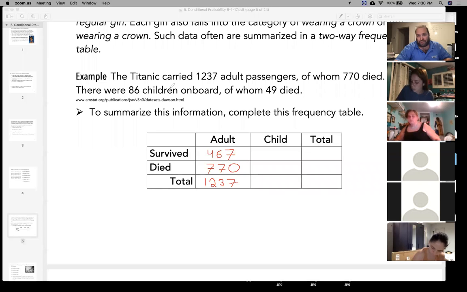Now, there were 86 children on board. So where can I put in 86? The total for child, 86 right here. Of whom 49 died. So what can I fill in? 49 in the child died category. Oh, that was horrible, my drawing.